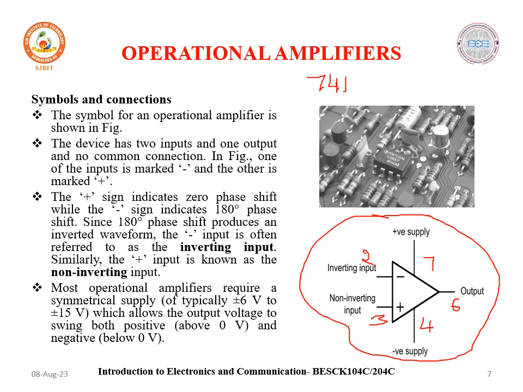Then pin number 1 we are going to use as an offset null. Pin number 5 is also an offset null. Pin number 8 we are not going to use. Out of the 8 pins, we are mainly going to use these 5 pins.